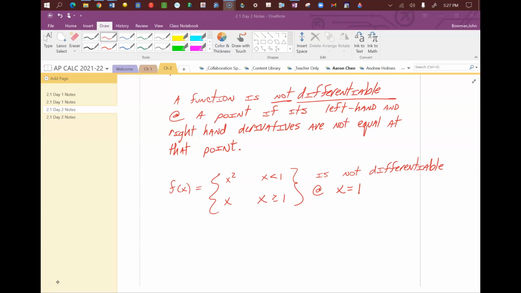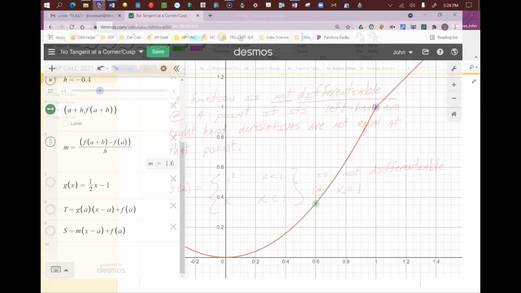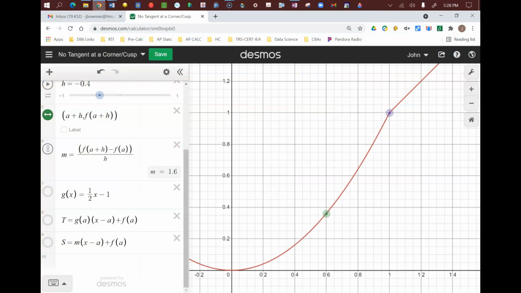So what I'd like to do is illustrate by way of example a function that is not differentiable at a point. So f of x is the piecewise function defined as x squared when x is less than 1 and x when x is greater than or equal to 1. As you can see, the function transitions from the x squared function to the x function at x equal 1. So we're going to look at a Desmos example of that.